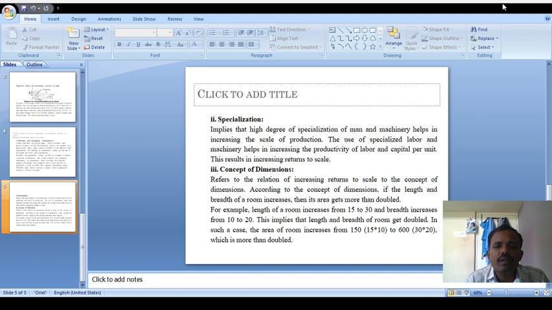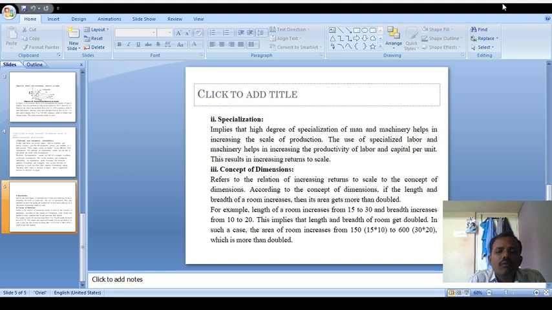The concept of dimensions refers to the relation of increasing returns to scale to the concept of dimensions. According to the concept of dimensions, if the length and breadth of a room increase, then its area gets more than doubled. For example, the length of a room increases from 15 to 30 and breadth increases from 10 to 20. This implies that length and breadth of the room get doubled. In such a case, the area of the room increases from 150 to 600, which is more than double.